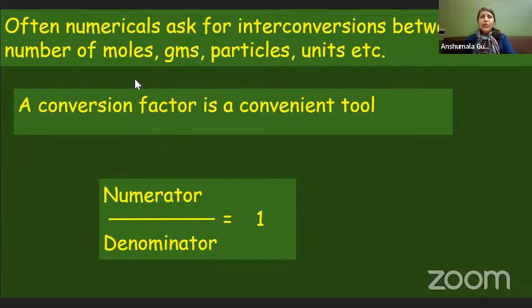So you create a conversion factor. I'll tell you how to create it. The numerator and denominator should be equal, so that this upon this becomes 1. And in the numerator, you put the quantity which has been asked in the question. Suppose the question asks you for the number of particles, then put the number of particles in the numerator, above.